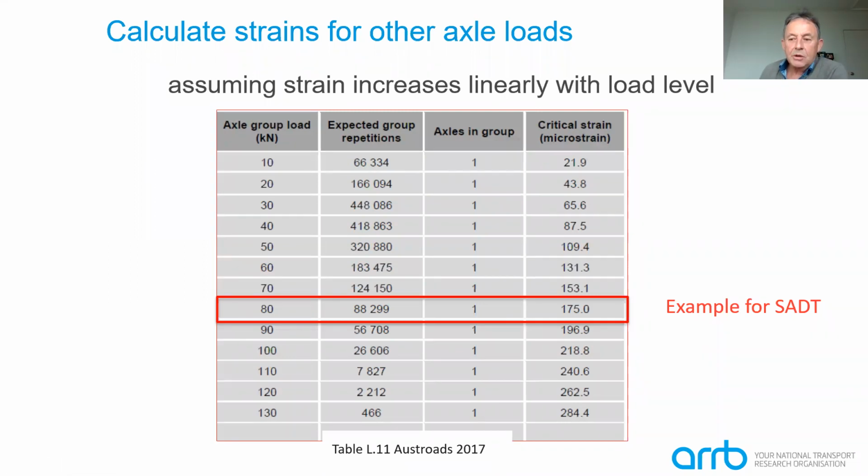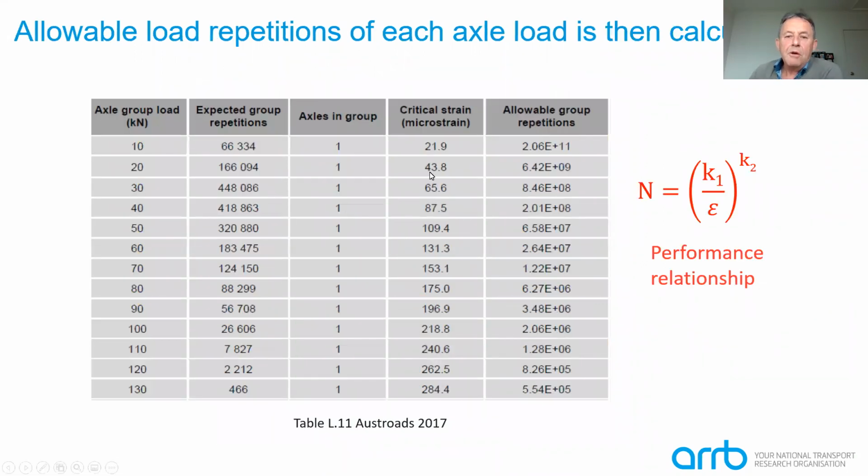So from that one value of calculating the strain under a load of 80 kilonewtons, we can estimate the strains in the pavement for a range of axle group loads of that type. And from the calculated strains, we can then calculate the allowable load repetitions of each of those axle groups using our performance relationships that we've seen in previous weeks, where we input the strains that we've calculated and estimate the allowable loadings.